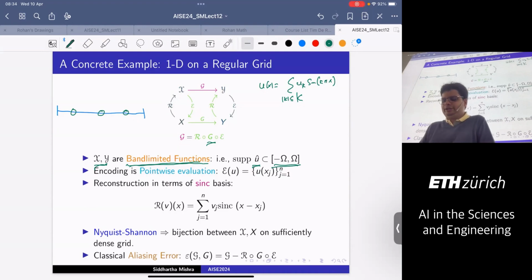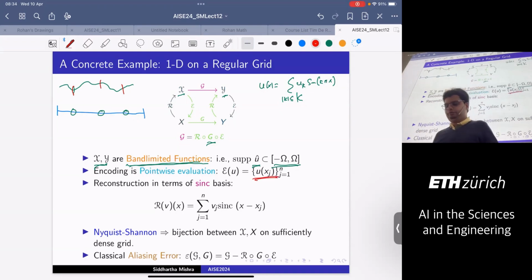Now, what is the encoding in this particular case? So this is given now. These are band limited functions. The encoding in this particular case, you can work with pointwise evaluations. So you take a function, whatever function that you have, just an example, and you take its values in the grid. So you take this value, the value here, and so on. So these are the values in the grid. So this is the encoding.